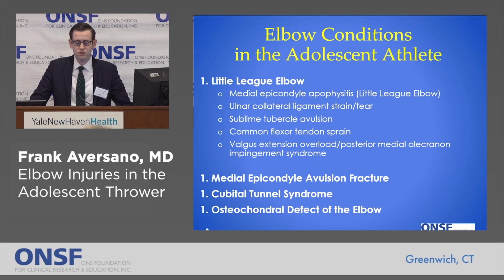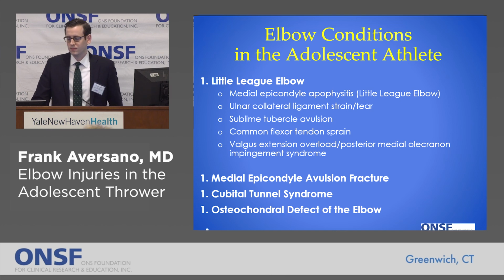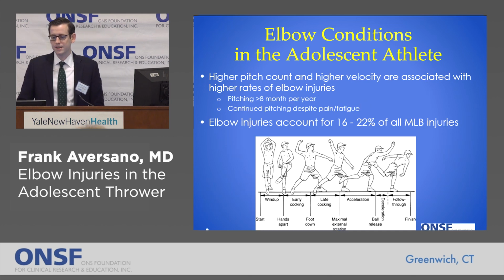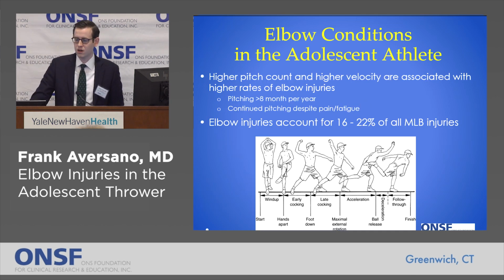And then there are more acute injuries such as medial epicondyle avulsion fracture, where the bone actually separates from the growth plate. We briefly talked about the nerve symptoms that can happen. So that constellation of symptoms is called cubital tunnel, and that's the ulnar nerve on the inside part of the elbow becoming irritated from repetitive stress or strain. And then there can be cartilage injuries, so an osteochondral defect of the elbow, and that typically affects the capitellum portion of the elbow. So we'll touch on each of these pathologies in this talk.